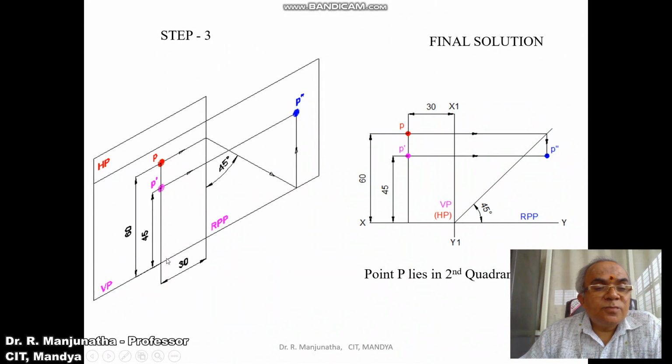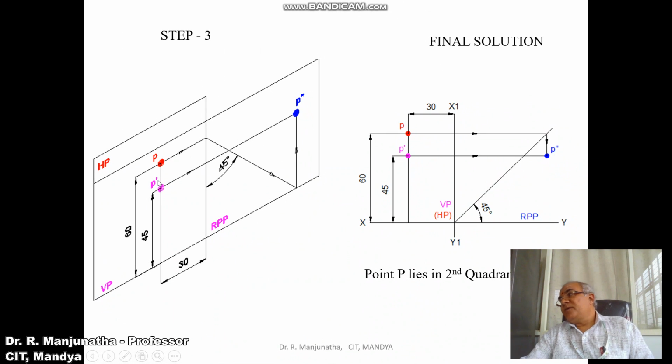Then the distance above HP, which can be seen in the vertical plane, which is above the XY line. So naturally from this point you take 45 mm and mark this point, which is going to be P dash, because that is the front view. Now when you look from the top view, we can see the distance behind VP. That distance is in HP, which will also be above the XY line, because both VP and HP overlap in the second quadrant. From here you measure 60 mm and mark this point, which is going to be small p, because the image is seen on the horizontal plane.